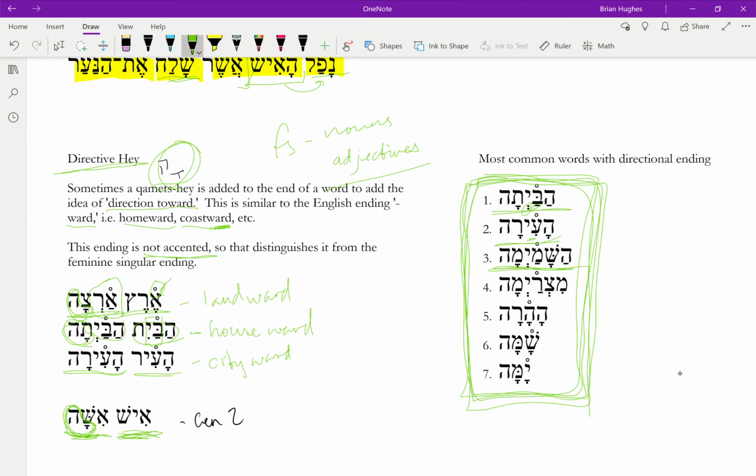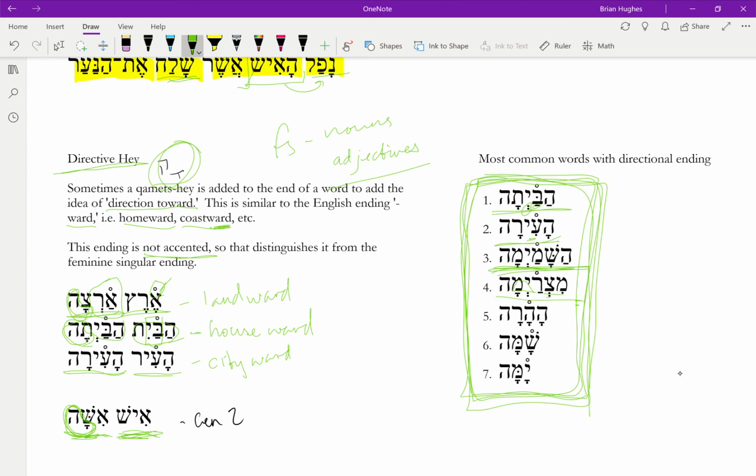Hashamayma. This sounds a lot like Aunt Jemima. This means heavenward, skyward, something like that. Mitzrayma. So you may not know this word Mitzrayim. Mitzrayim is the word for Egypt. Mitzrayma is Egypt word or to Egypt. So in Deuteronomy, when the Lord warns Israel, do not return to Egypt, I'll have to look it up, but that would be a natural place where this form would be used. Now I'm mucking that up.